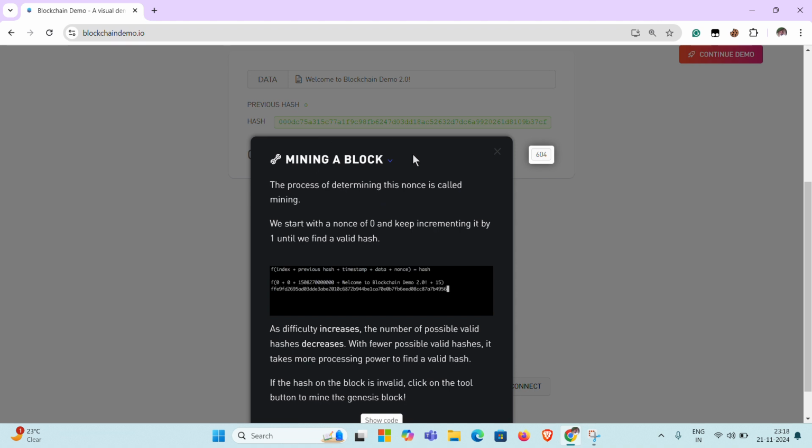Next one, mining of the block. The process of determining this nonce is called mining. Usually, the process of adding the block into the blockchain is mining. To get the chance to add the block, we need to find the nonce. Usually in Bitcoin mode, we'll see later.